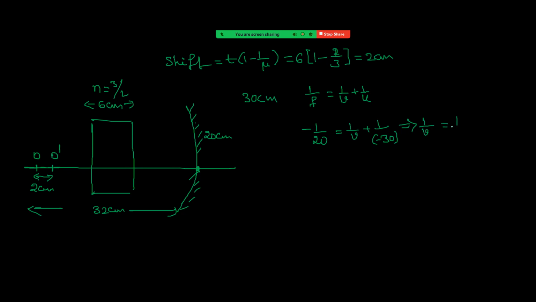1/V = 1/30 - 1/20. So what is the V value? (30 × 20)/(20 - 30) = -10... it is now -60. Minus indicates it is forming a real image.